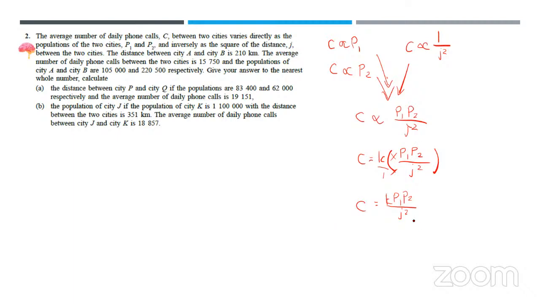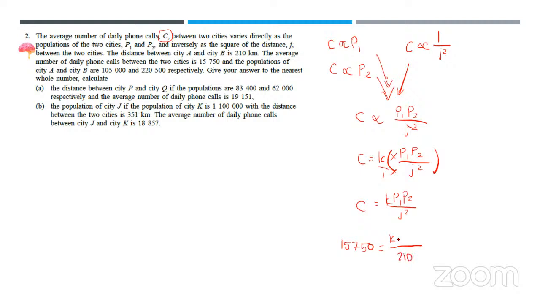So we have this equation. Okay. So now we want to find K. So we have all this information over here, so we can put that in. Okay, the average number of daily phone calls between two cities is 15,750. So we know that the average number of daily phone calls is C, so we can input that value over here. Now K is a constant, so you don't sub anything into K. Remember that. So the distance is 210 kilometers.